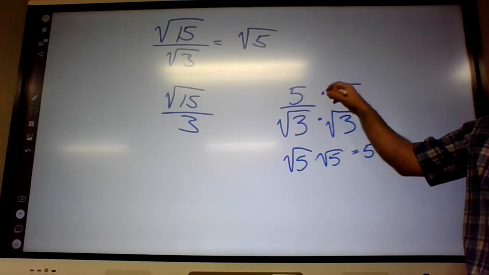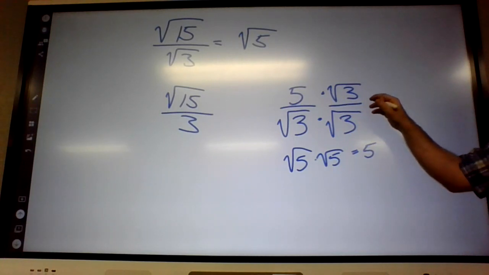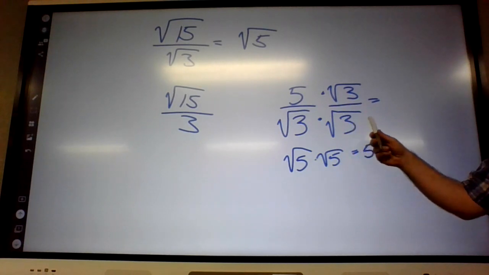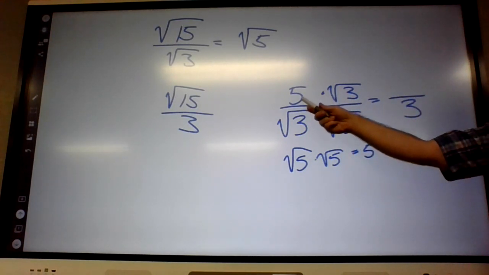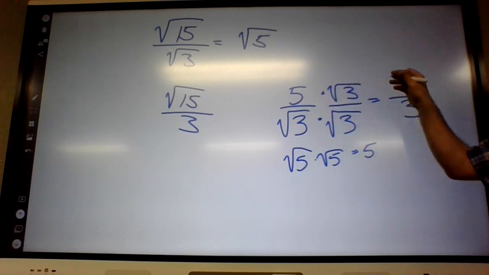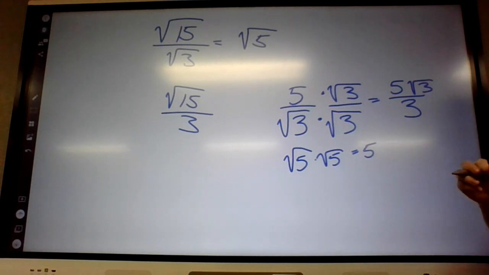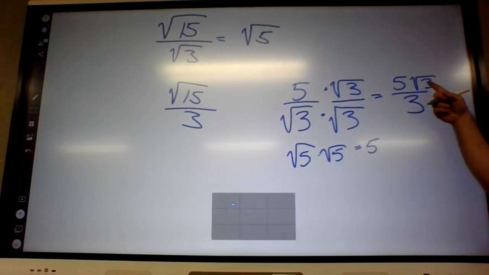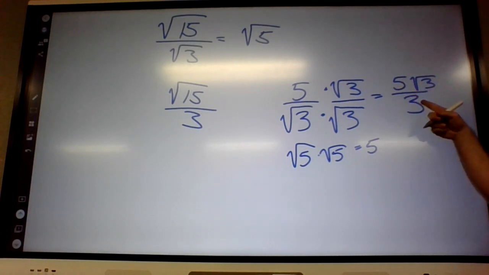If you multiply the bottom by the square root of 3 to keep the fraction equal, you have to multiply the top by square root of 3. So the bottom becomes square root of 9, 3, a normal number. The top becomes, what's 5 times square root of 3? 5 square root of 3. Can I do anything else? Do those reduce? No. If the 5 and 3 reduced, then you would need to reduce that.